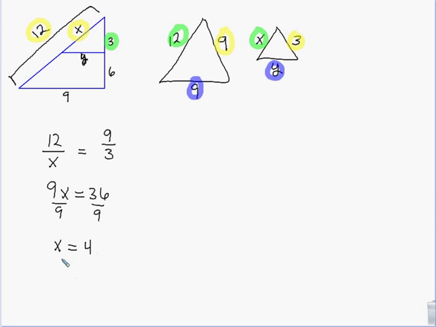Better? And then for the y, same thing. When you cross multiply, get 9y is 27. So y is 3.